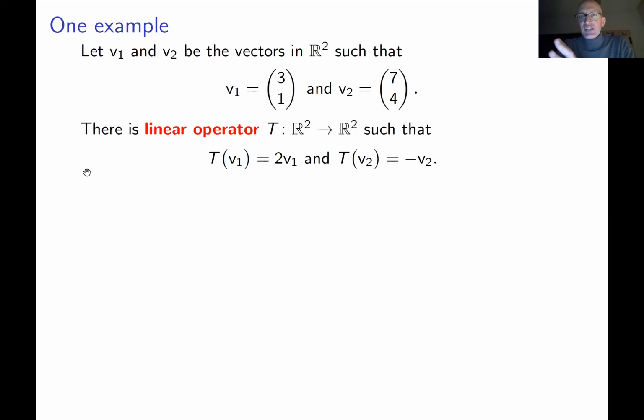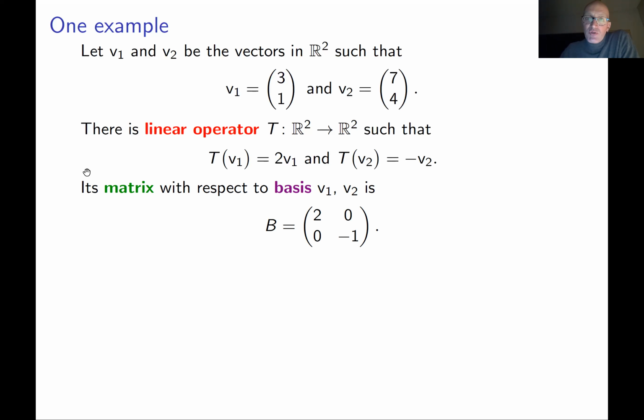I just basically grab these numbers randomly, but we know that such a linear operator exists, and we know that such a linear operator is unique because V1 and V2 are linearly independent, so they form a basis of R2. With respect to this basis, V1, V2, the matrix of my linear operator is very simple. It's diagonal, because this is how my linear operator looks in this basis. When you apply it to V1, it just scales V1. When you apply it to V2, it scales V2 by minus 1.